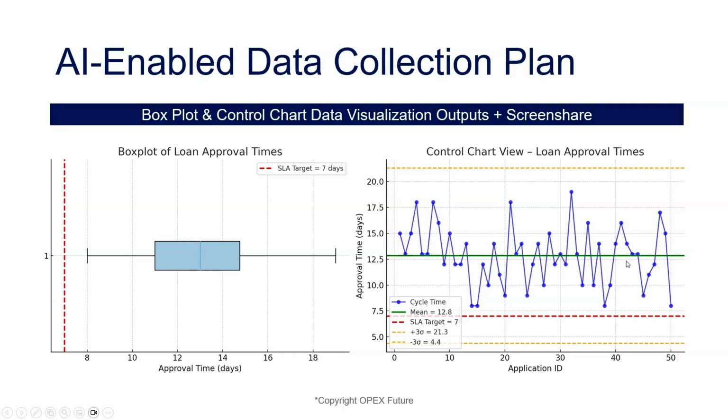amongst the mean. Excellent visualization here between our control chart, our box plot, and our histogram. This was all done very quickly with ChatGPT, leveraging generative AI to create an AI-powered Lean Six Sigma measure phase data visualization output.